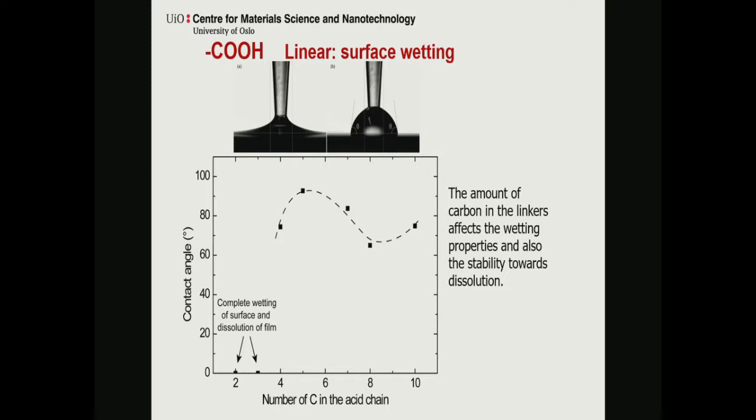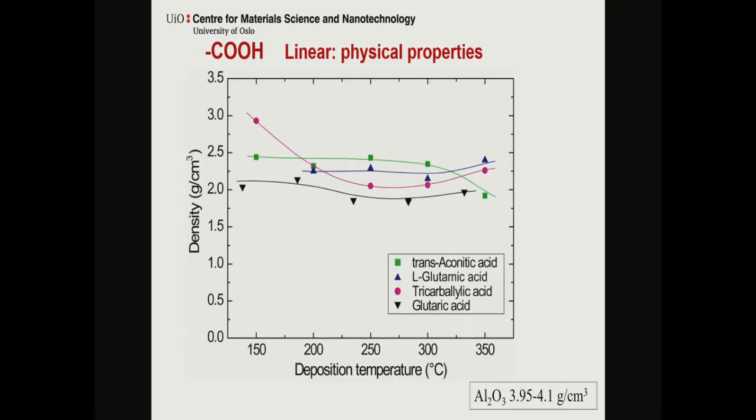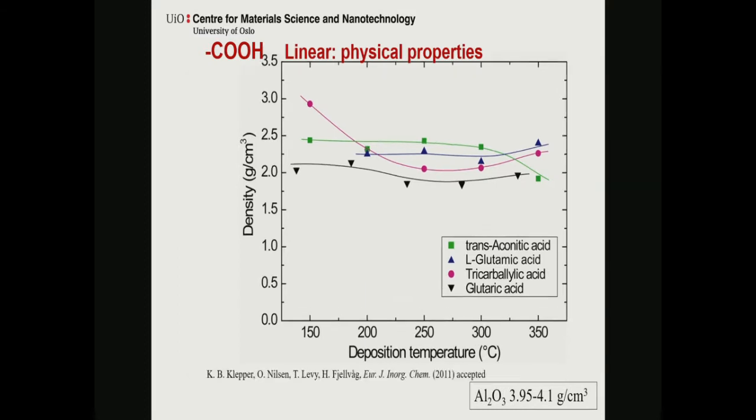The stability of these in water increases with the number of carbon chains, or actually, this is the contact angle as a function of carbon in the chain. For the smaller ones, they dissolve. And metal oxalic acids, they dissolve. So that's not so surprising. You need some amount of carbon in there. Their densities are more or less very similar, even though you vary the number of carbons in the chain.